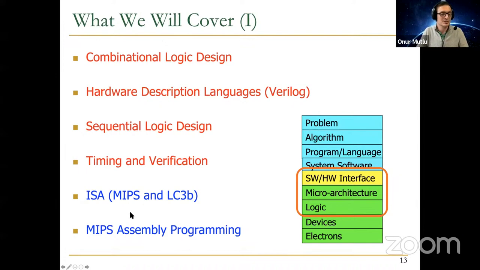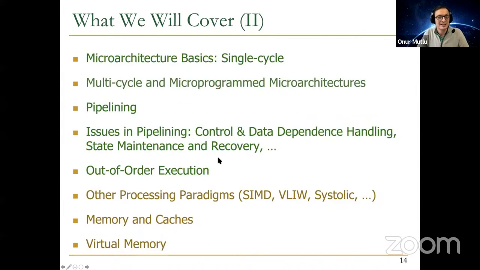And then we're going to switch to ISA, the hardware-software interface. We're going to look at two different ISAs in this course, which will be instructive, I think. And then we're going to do assembly programming. And then we're going to switch to microarchitecture, talk about different ways of designing the microarchitecture to implement an ISA, as you can see over here. I'm not going to go over all of these because you're going to see them.